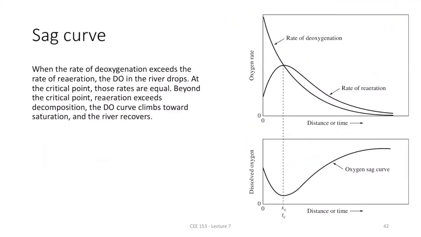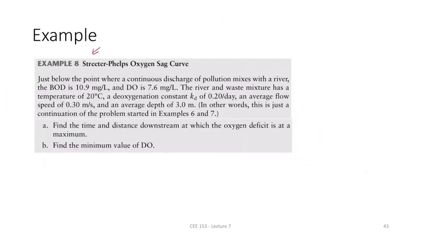So this is just to show that initially the deoxygenation rate is very high, because you have so much BOD, and your aeration will start increasing more and more after that critical point because you don't have enough BOD to actually consume it. So that's how the sag curve is generated. So let's solve one example, because that's the kind of example that you'll get most of the time.